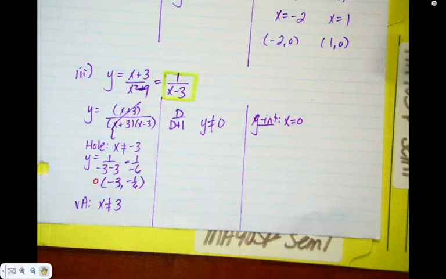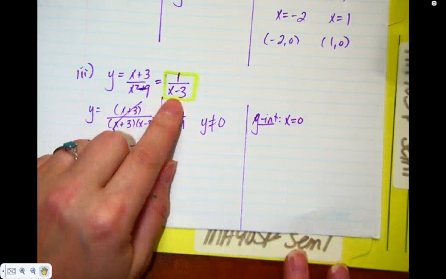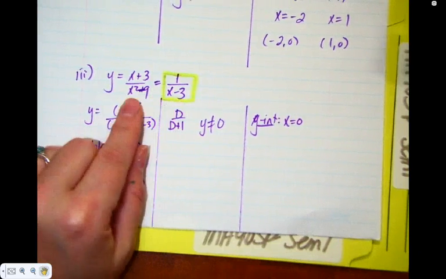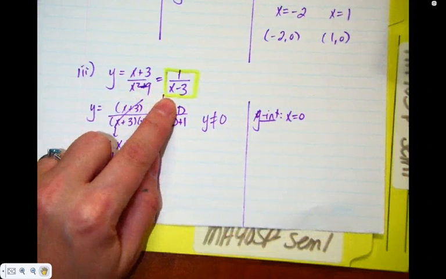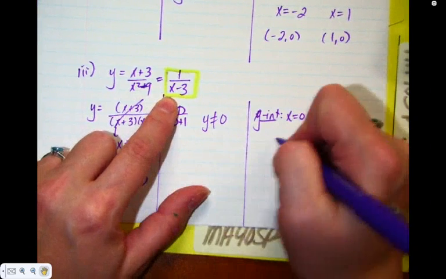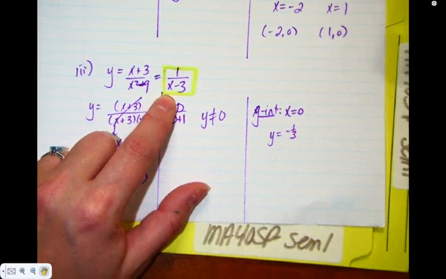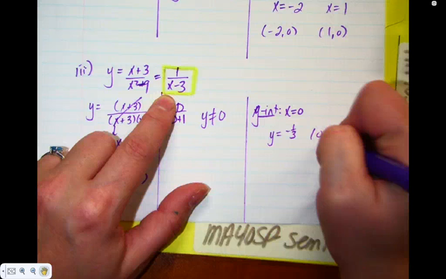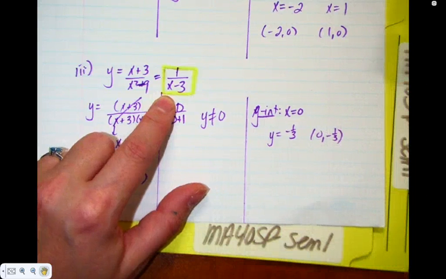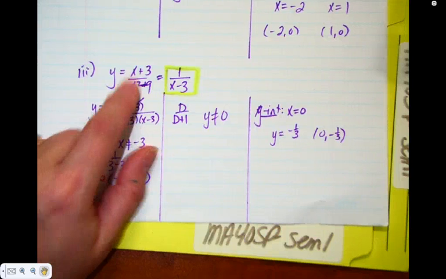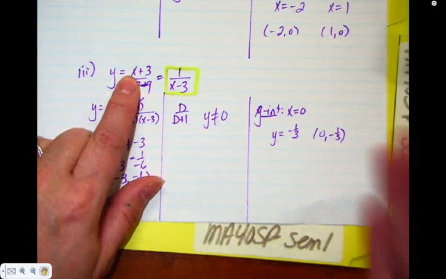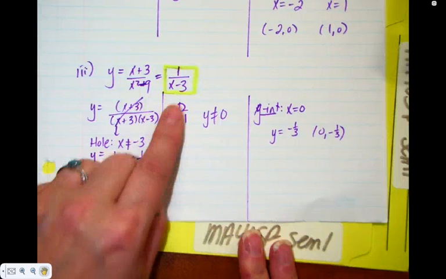The y-intercept, x is 0. I go to the factored form because it's less work. I don't have to think as much as the other one. Put in a 0 for the x. What do we end up getting? Negative a third. Okay, so that's the point 0, negative 1/3. I could have chosen to go back to the original. I would have had 3 over negative 9, which would have given me the exact same value.